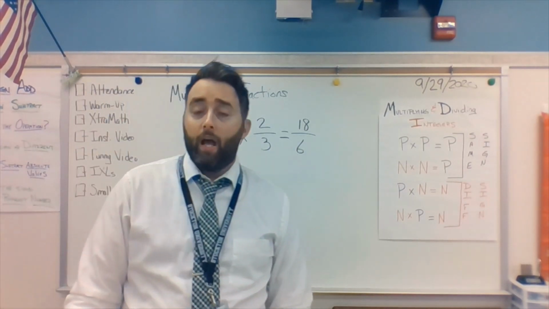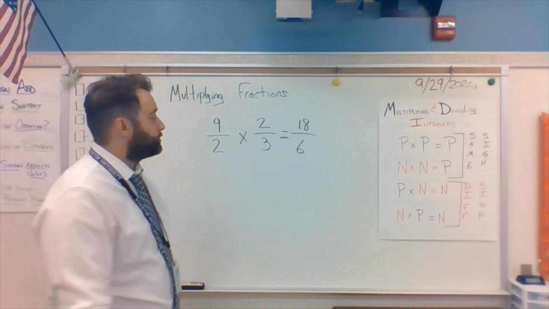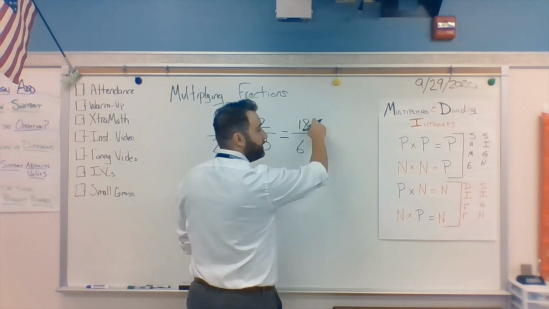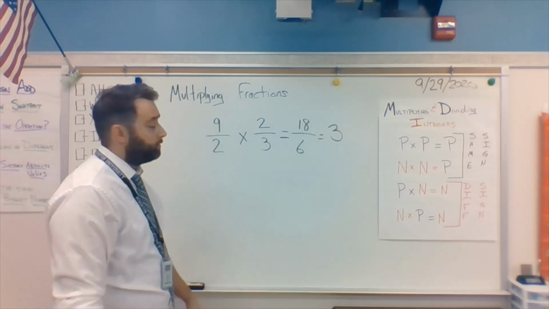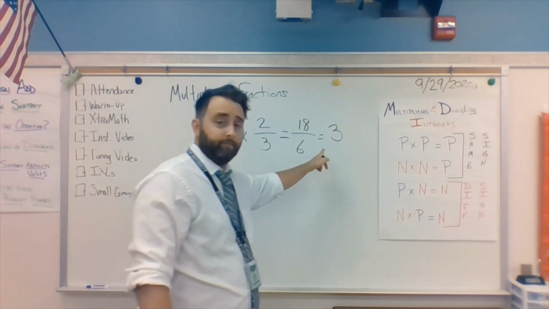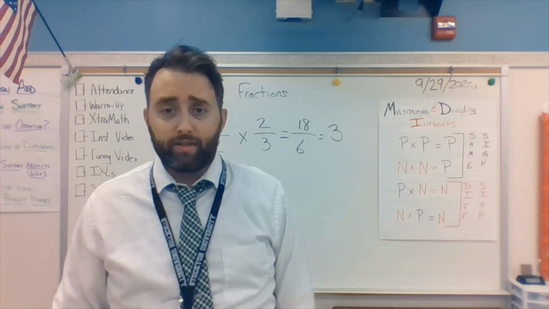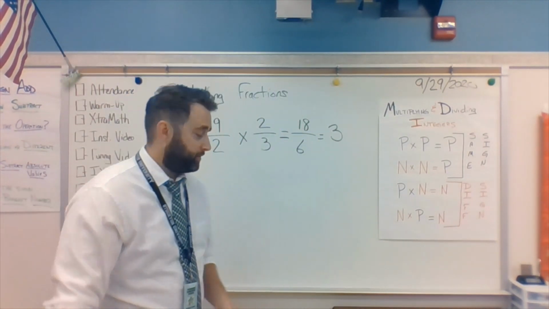That's it. I'm going to ask you to simplify. I'm going to ask you to convert. So let's convert. How many times does 6 go into 18? 3 times. So, 9 over 2 times 2/3. Answer is actually 3. It's 18 over 6. Okay? I got 2 more examples for you. These are not on the worksheet. These are actually examples.